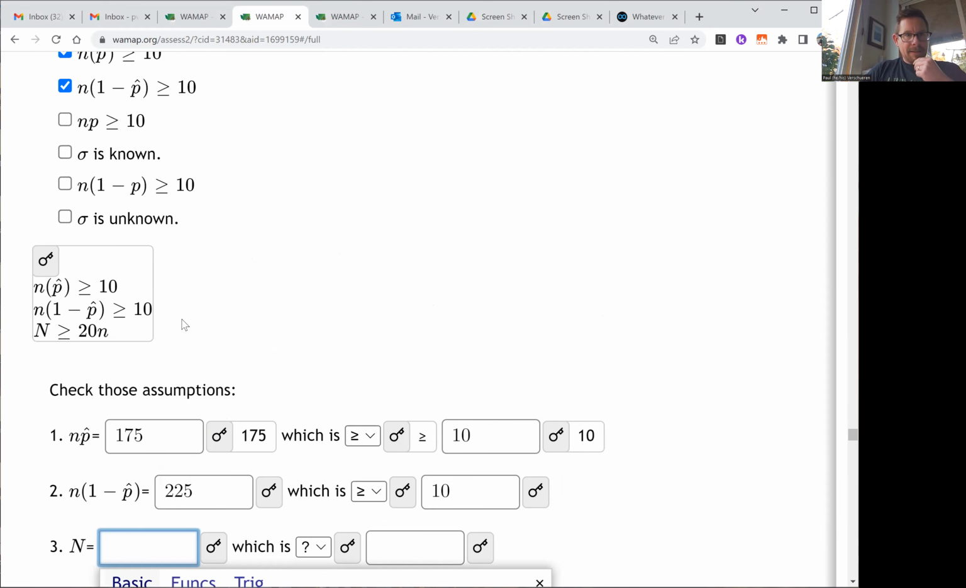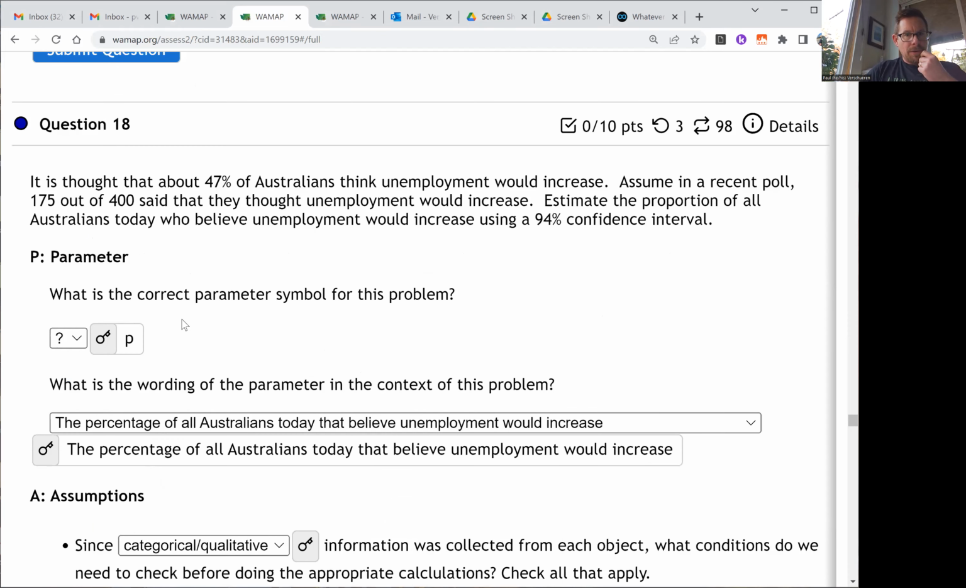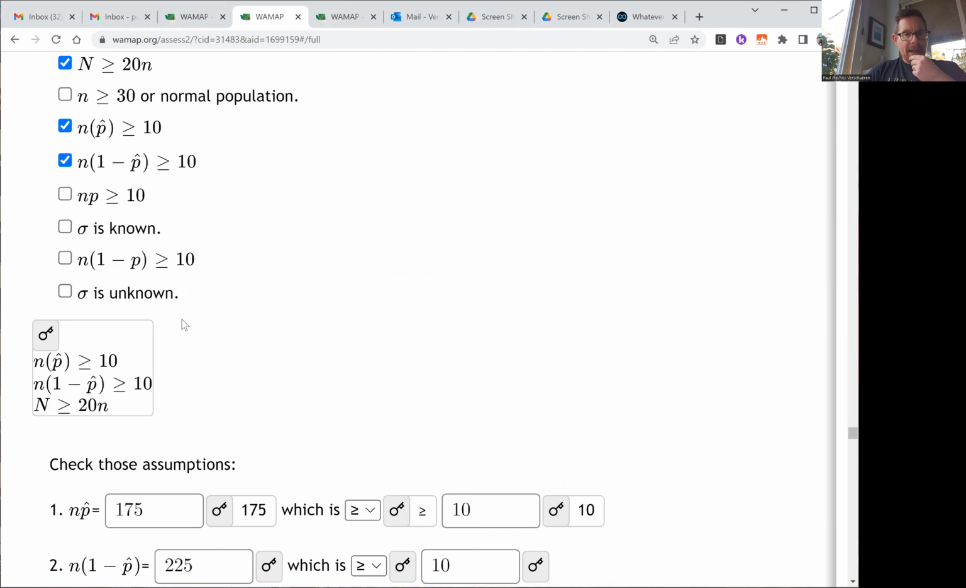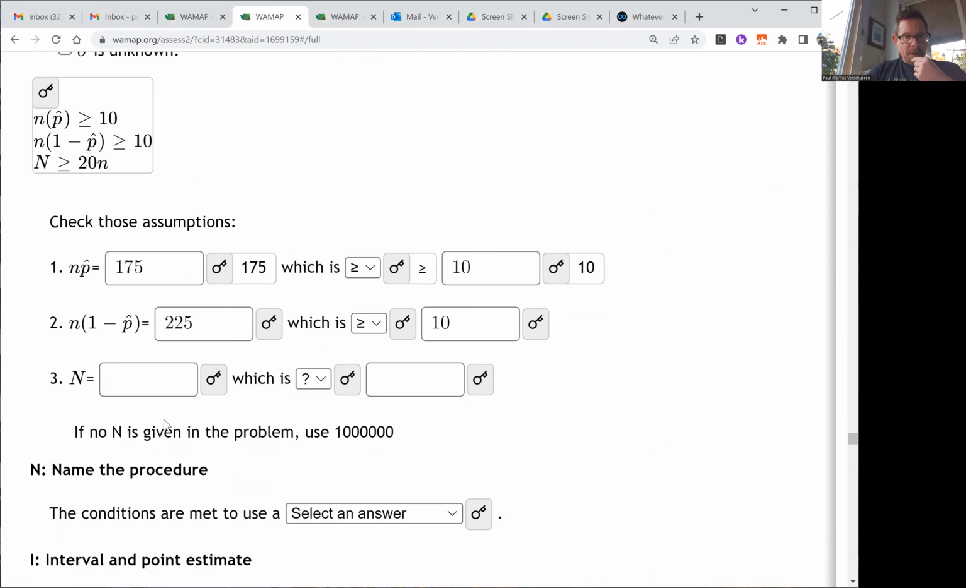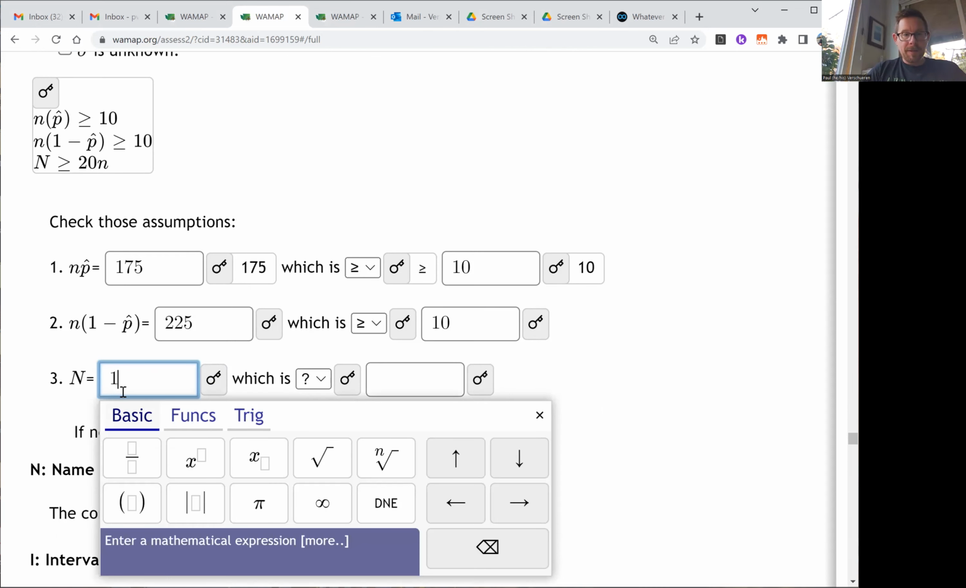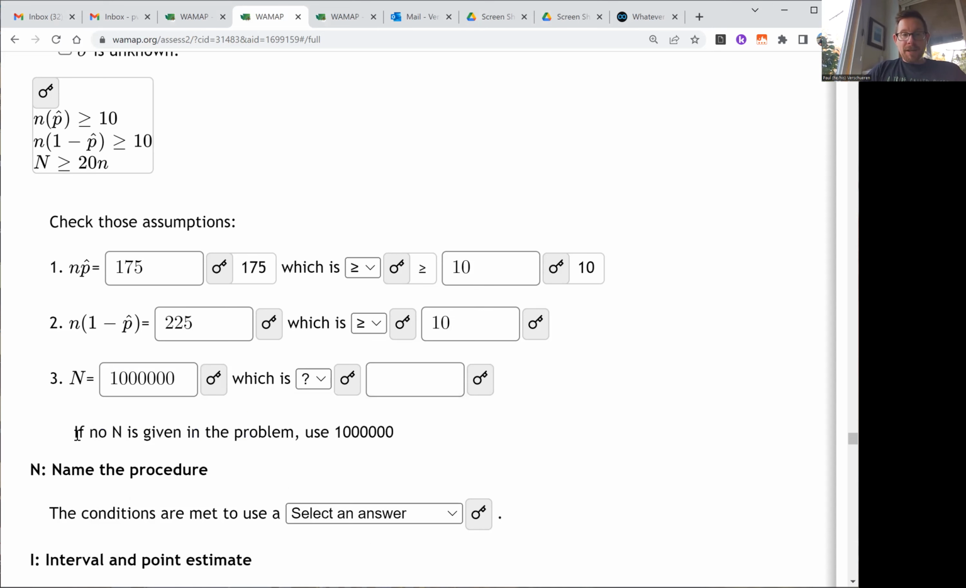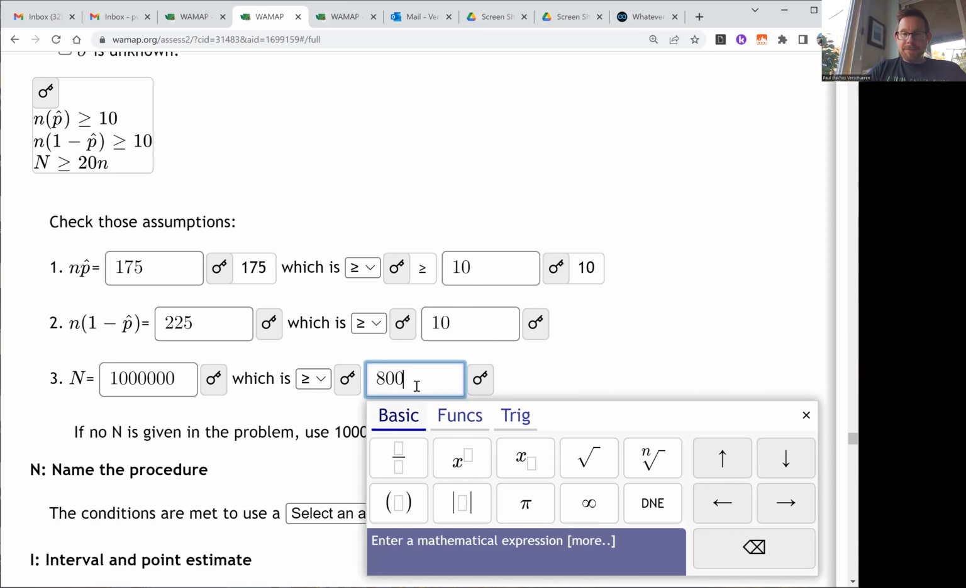And we also know that capital N, this is interesting. They don't say what capital N is. Let's see what it gives us. Oh, if no N is given in the problem, use 1,000,000. So we're assuming there's at least 1,000,000. If you're like me, you would have missed that. What matters is that's greater than 8,000, which is 20 times the sample size.